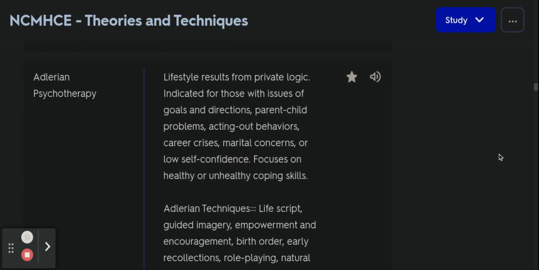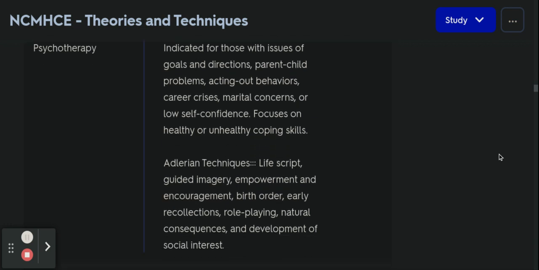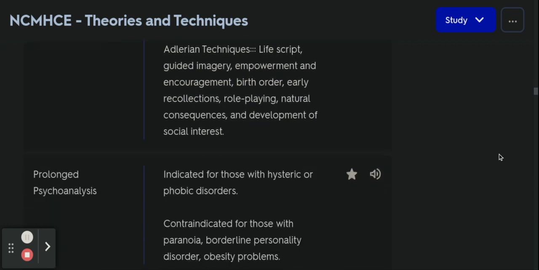Adlerian psychotherapy: lifestyle, resolves private logic, indicated for those with issues of goals and direction. Parent-child problems, acting out behaviors, career crises, marital concerns, or low self-confidence. Focuses on healthy or unhealthy coping skills. Adlerian techniques: life scripts, guided imagery, empowerment and encouragement, birth order, early recollection, role playing, natural consequences, and development of social interest.